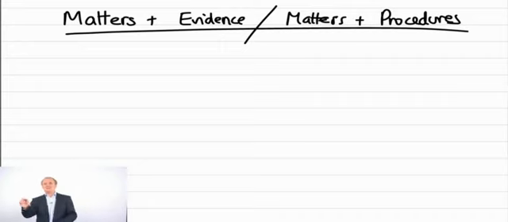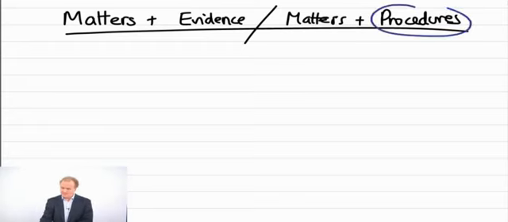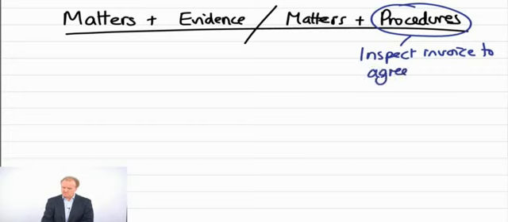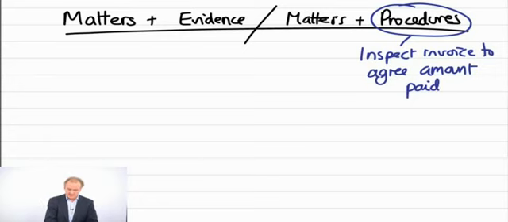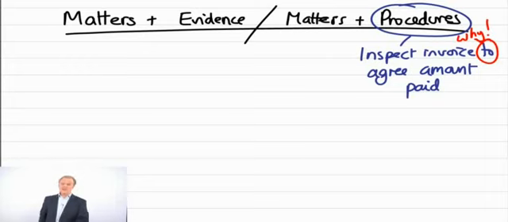If the question is a matters and evidence question, it typically is set at the other end of the audit process when you are reviewing the work that's already been done, and you have to describe the evidence you would expect to find on the file. So a procedure might be inspect invoice to agree, I don't know, amount paid. And notice, by the way, always say why.